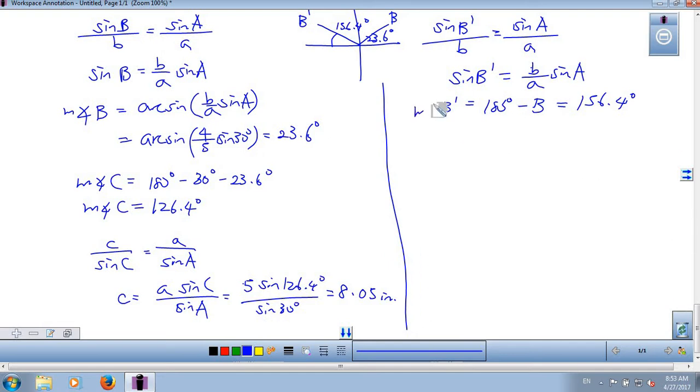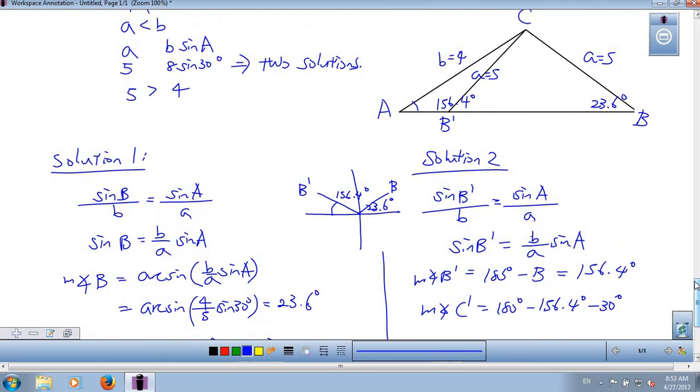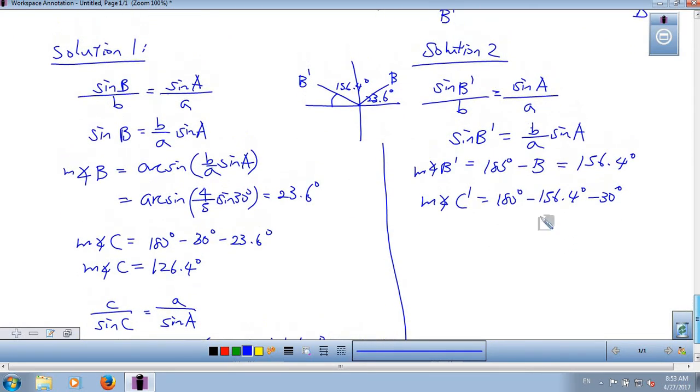Now second set of solutions, this is angle B prime already, so let's go ahead and solve for angle C prime. So it's 180 degrees minus 156.4 degrees, and minus 30 degrees. Hold on, this doesn't seem right. Okay, it seems that we're getting a little ahead of ourselves. Oh, that's very interesting. Let me see, 4 divided by 5. Oh, okay. Yeah, I think B is 8. Oh, okay. I made a mistake here. Because I used 4 instead of 8.